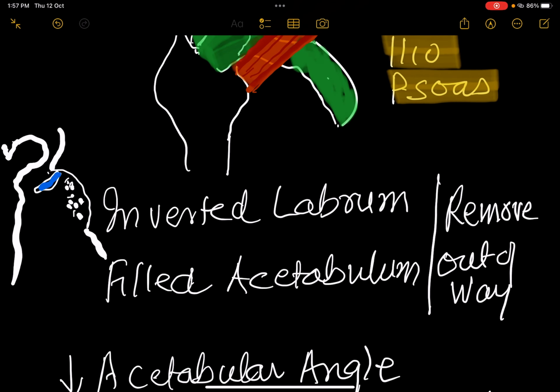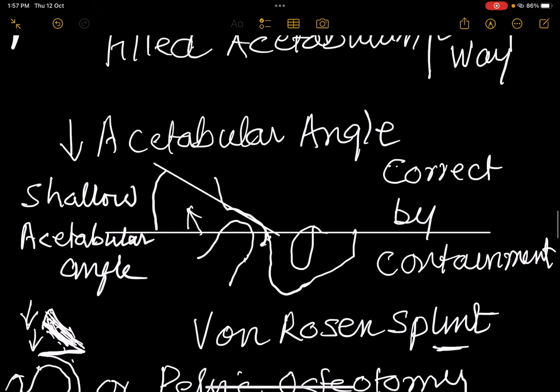Then you may have to deal with the inverted labrum, which is preventing the reduction of the dislocation, by removing the labrum out of the way, and you have to deal with the filled acetabulum by removing the filling. After this, you may be able to reduce and retain by a K-wire across the neck into the acetabulum, but this may not be stable because the acetabular angle is obtuse, 50-60, it should be 25.